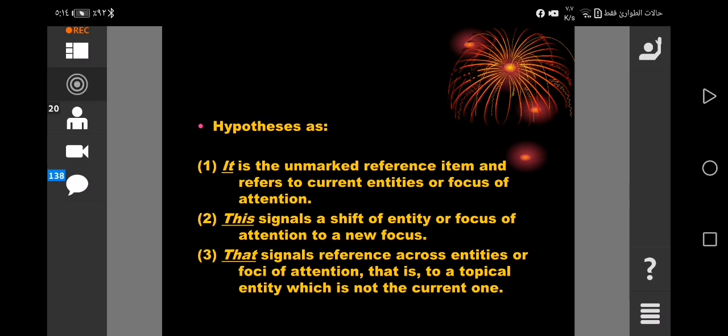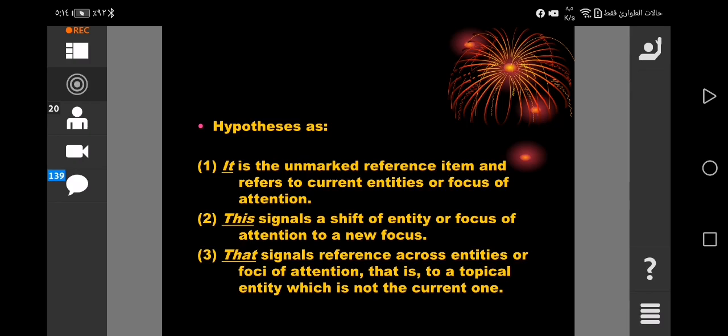So let's conclude. It is the unmarked reference item and refers to current entities or focus of attention. Right? Current entity and focus of attention. This signals a shift of entity or shift of focus to a new focus. That signals reference across entities or foci of attention.